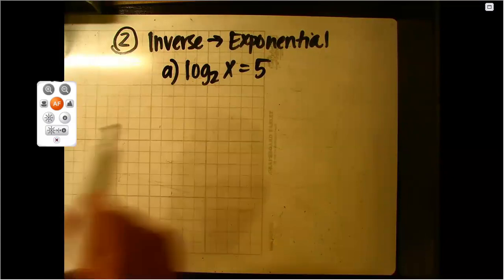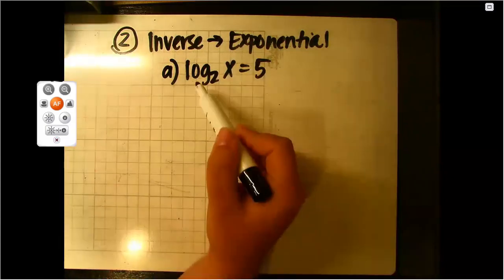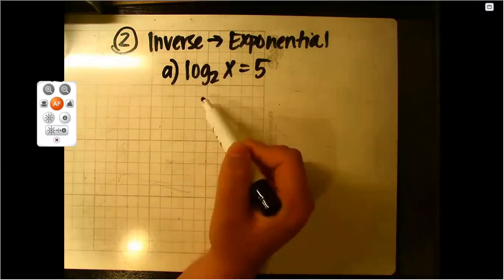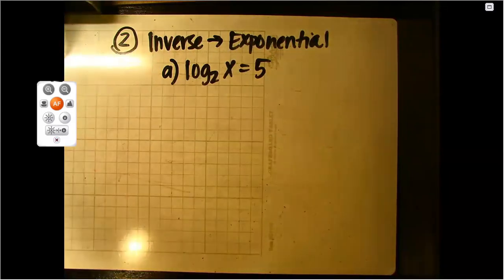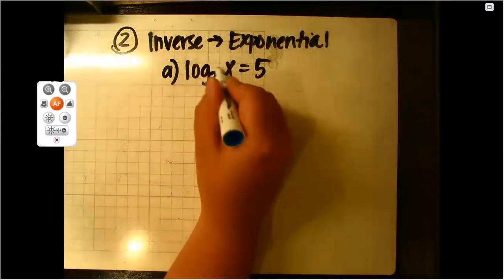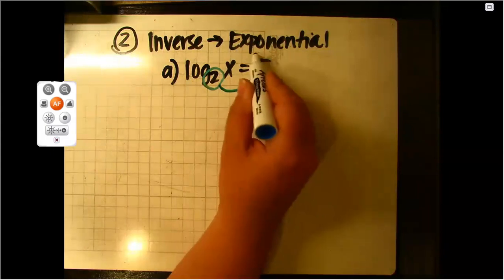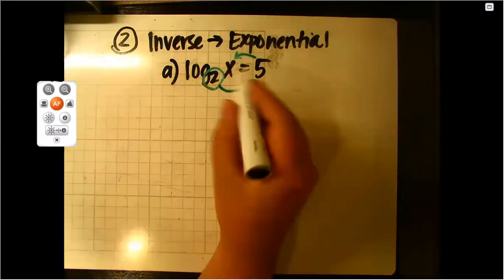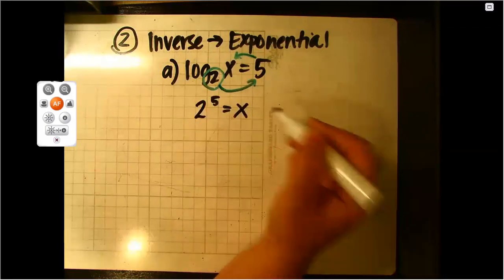All right, so if I want to solve this problem, I get down to my log being by itself, so I have to get down to 1 log, right? And then I'm going to switch it to an exponential. Remember, to switch to an exponential, you always start at your base. So my base in this case is a 2, right? And then I'm going to go around the world to the 5 and back to the x. So we've got 2 to the 5th equals x.